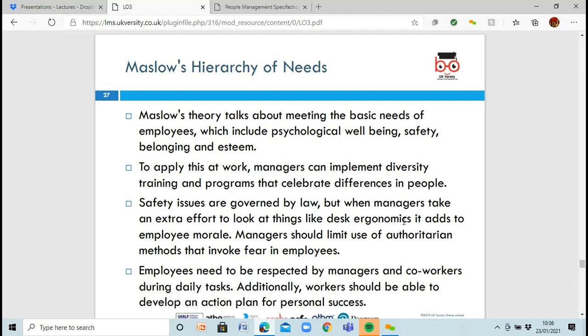Safety issues, obviously they're governed by law. But when managers actually take an extra effort and look at things like desk ergonomics, or making sure that you've got comfortable seating, you've got a decent tea and coffee system where you're able to have a good break, it actually makes the employees' morale lift. They actually feel that they're getting looked after. And then again, employees need to be respected by managers and also their co-workers on a daily basis. So workers should be able to develop an action plan for personal success. So be respectful, make sure you're taking care of your employees.